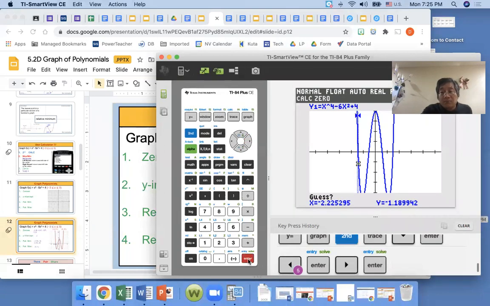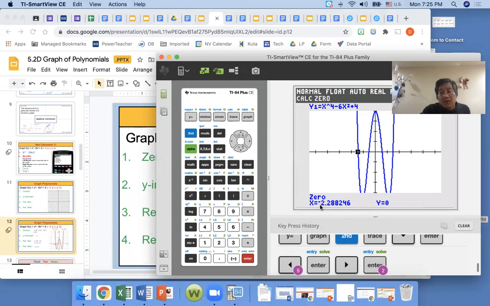Do you get the answer? No, it's not 0 yet. It asks for a guess. You don't need to do anything, just click one more time, enter. Then it says 0, right? And then y is 0. That y equals 0 means 0.